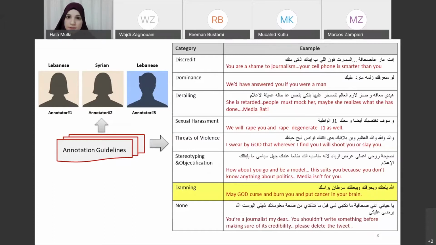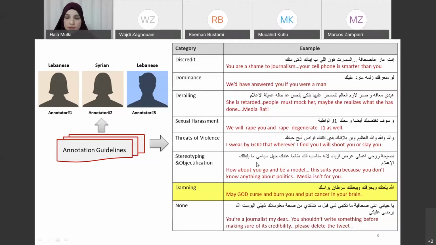For example, in the discredit category, what users do is just throw slurs at women with no larger intention, while the dominance category is about showing male superiority, that the male is better than the female. Derailing is about justifying the abuse against women and rejecting male responsibility. Sexual harassment is about asserting physical power over women, threats of violence, threatening women with violent acts.